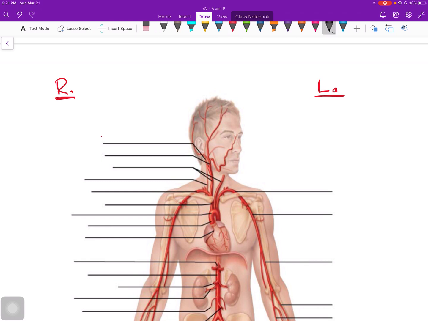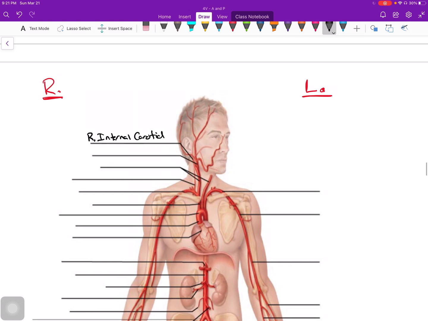Let's do this in black. That makes it my right internal carotid. Now, the next one is a major branch, and you can see it goes more superficial. So that would make that my right external carotid.